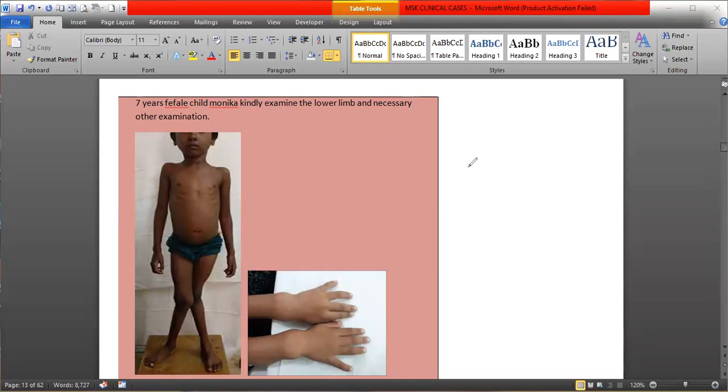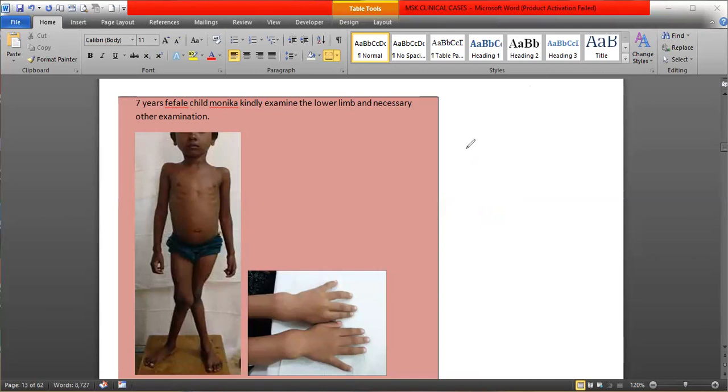In hypophosphatemic rickets, the bowing of the leg will be mostly there, and that will be prominent both in the child as well as in some of the parents. Some of the parents will have this kind of bowing of the leg. So we can suspect that is hypophosphatemic rickets. The degree of bowing of the leg.